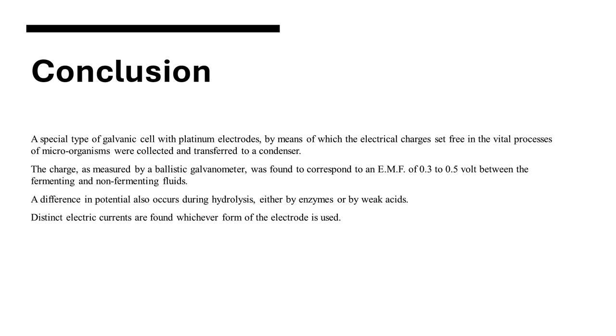A difference in potential also occurs during hydrolysis either by enzymes or by weak acids. Distinct electric currents are found whichever form of electrode is used.